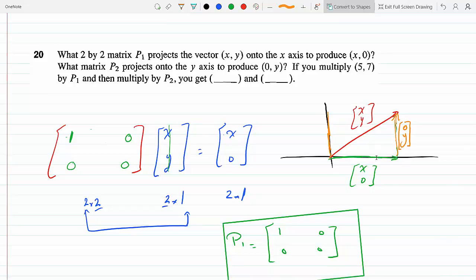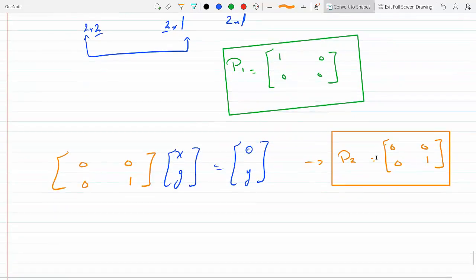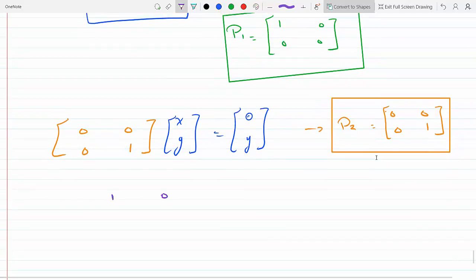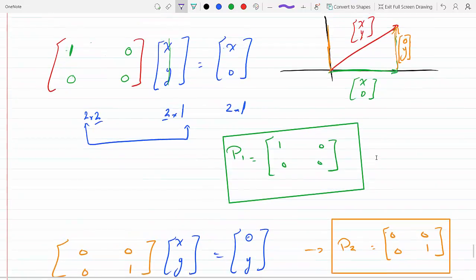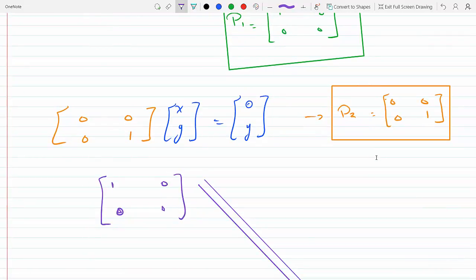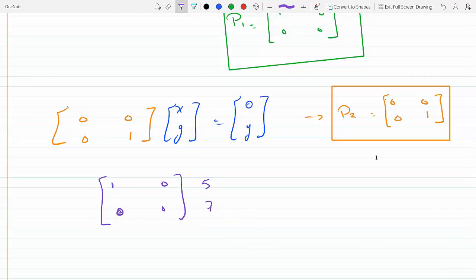And the third question says, if you multiply 5 7 by P1, then multiply by P2, you get... okay, so let's do that. So 5 7 by P1, so P1 was 1 0 0 0, and we're supposed to multiply 5 7. I know this has to come next for the matrix multiplication to work out.